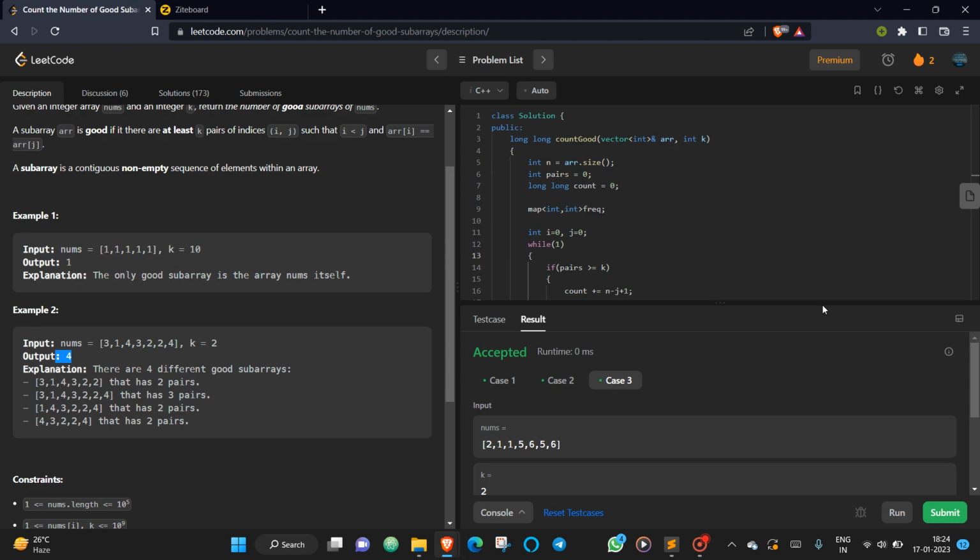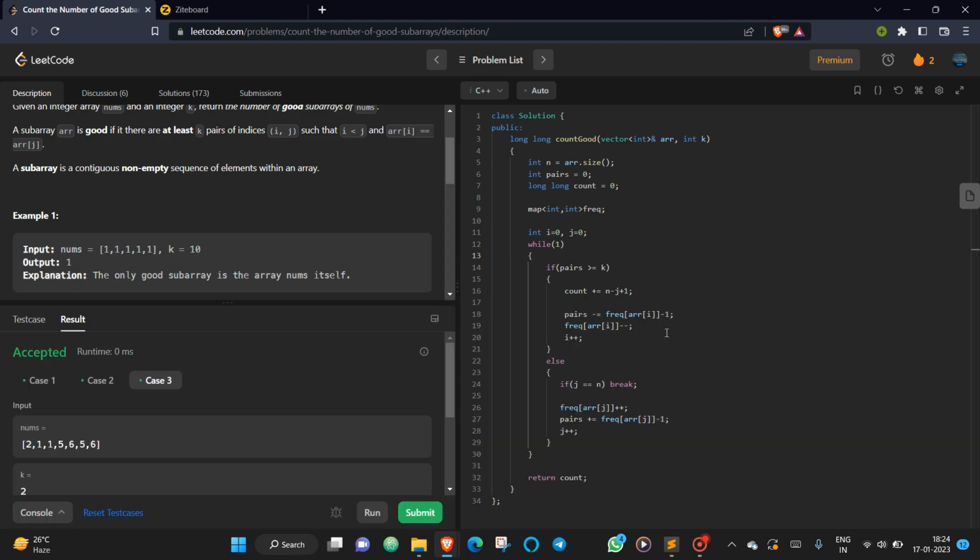So if anyone wants the code, I can show you. The code is pretty simple. Initially I'm taking pairs, which counts the total pairs, and this is our count, that counts the number of total good subarrays. You'll take the frequencies of each element in this map.